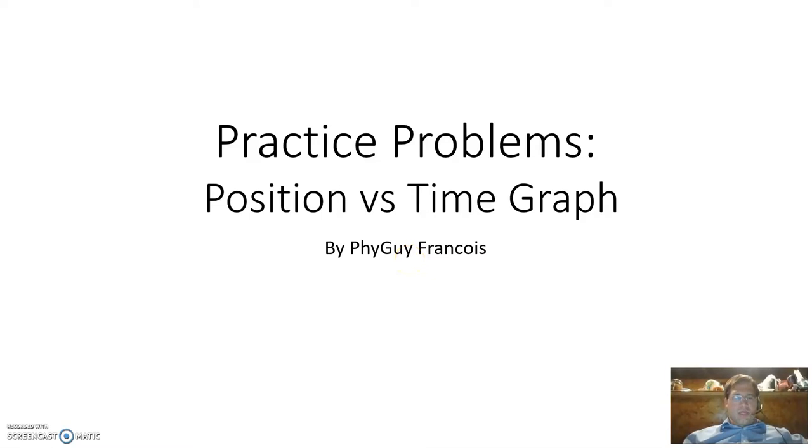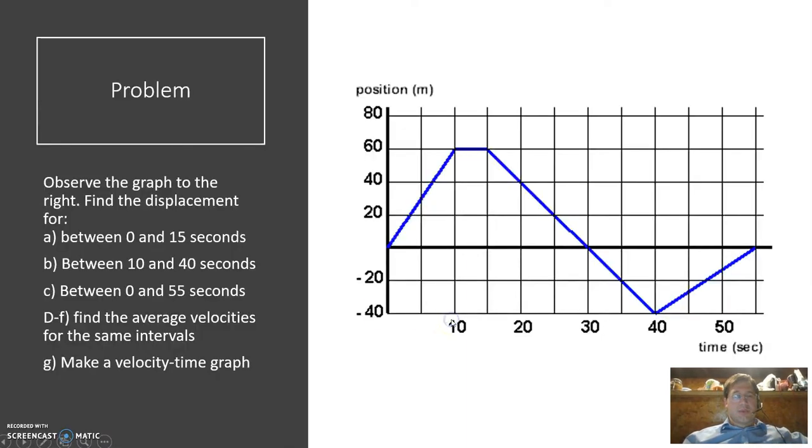Hi, and welcome back to another one of our practice problems from Newton's first laws. This time we're looking at position versus time graphs, the ever so baneful thing that a lot of people have trouble with. So let's jump right into it so that we can understand them. So here's our problem. We are given the graph of a motion of an object, and we're asked to find several things.